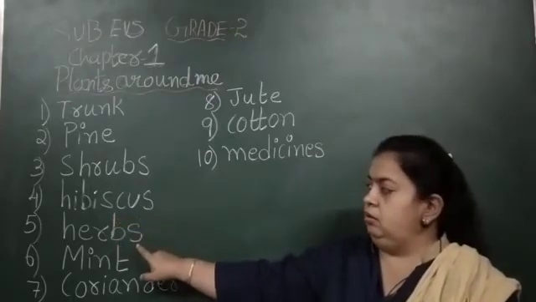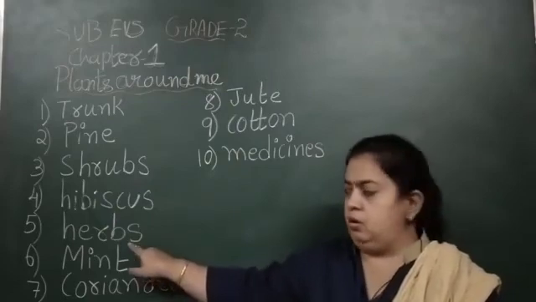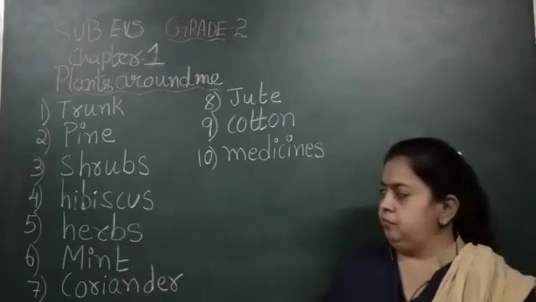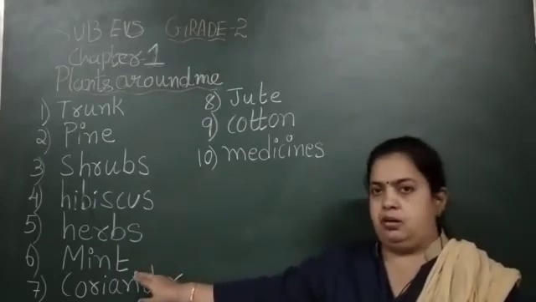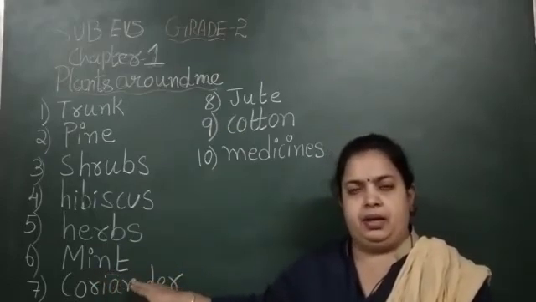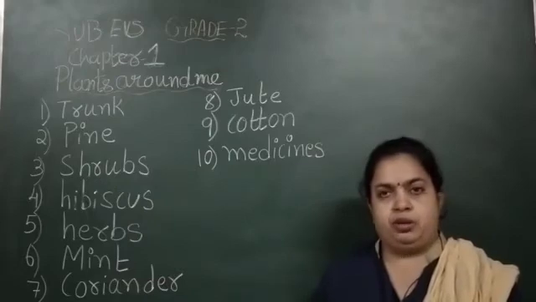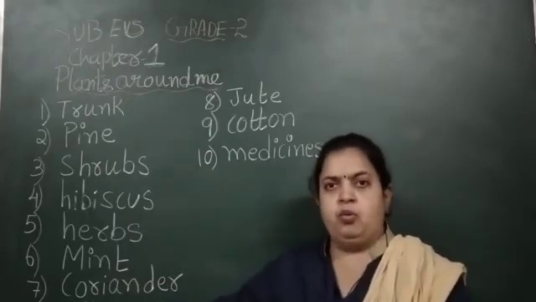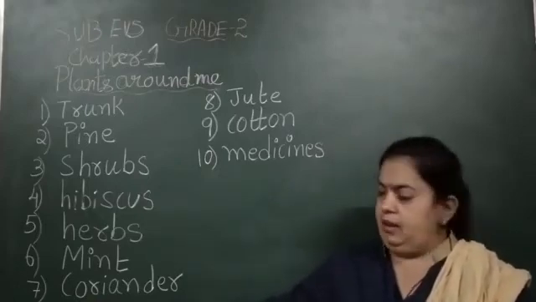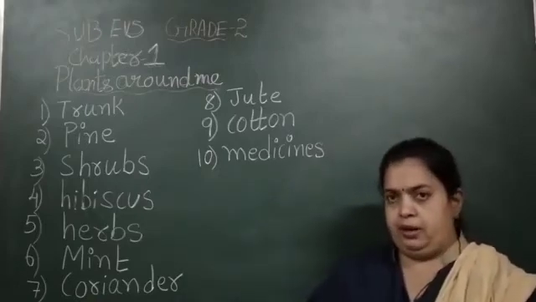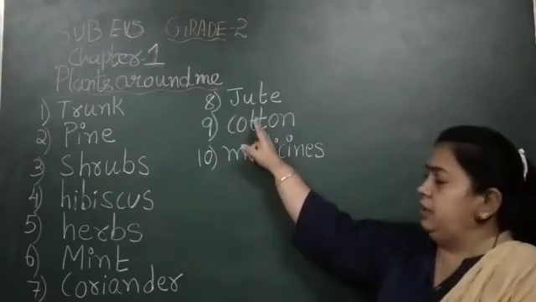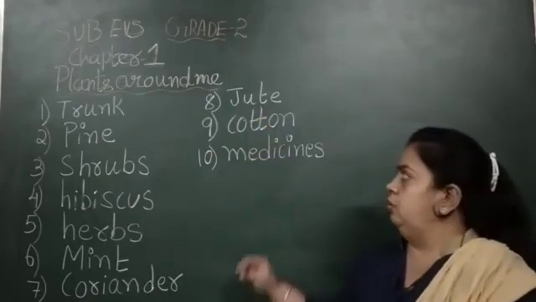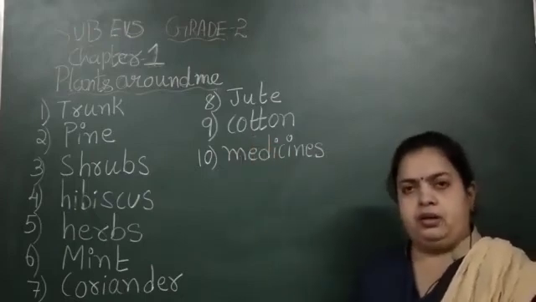H-I-B-I-S-C-U-S. Next one is herbs. H-E-R-B-S, herbs. Next is mint. M-I-N-T, mint. Mint means pudina. Next is coriander. C-O-R-I-A-N-D-E-R, coriander. Coming to the next, it is the jute. J-U-T-E, jute. Next is the cotton.